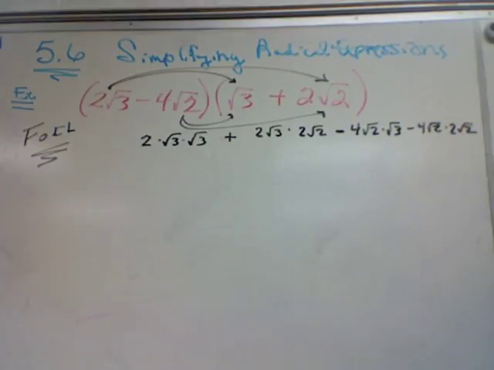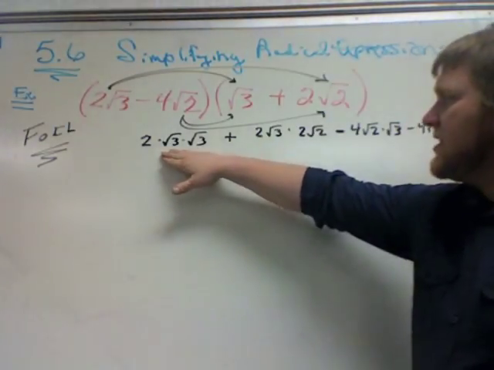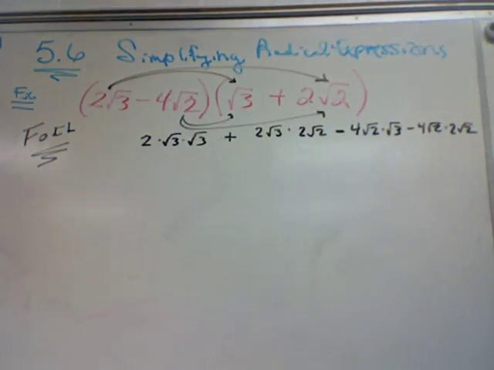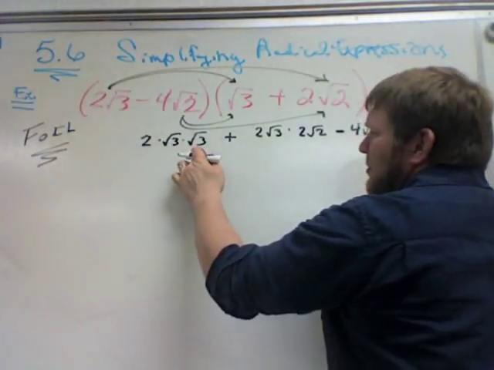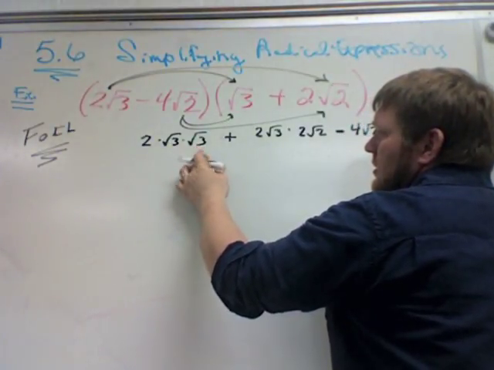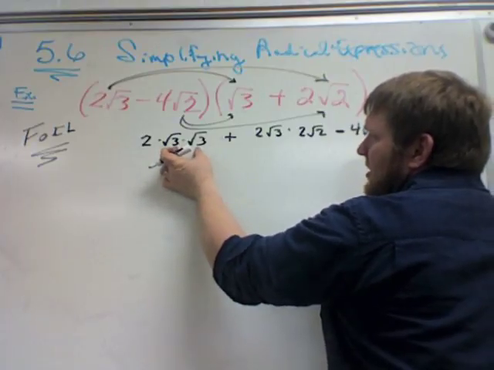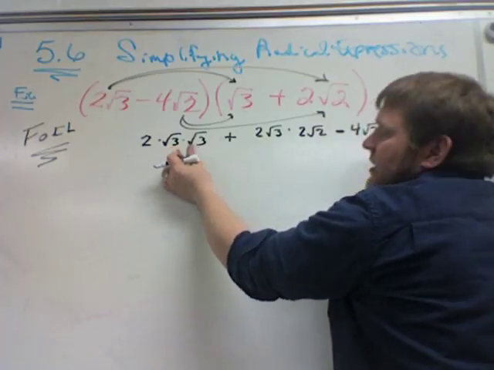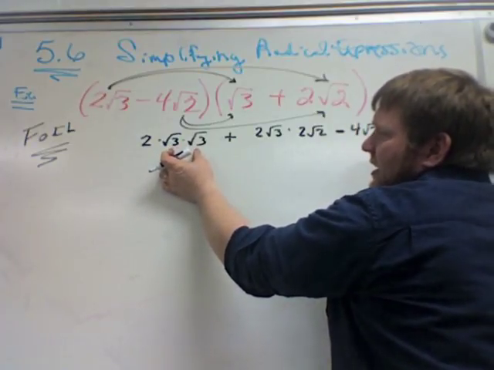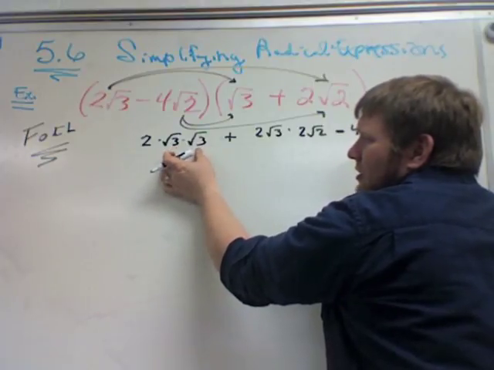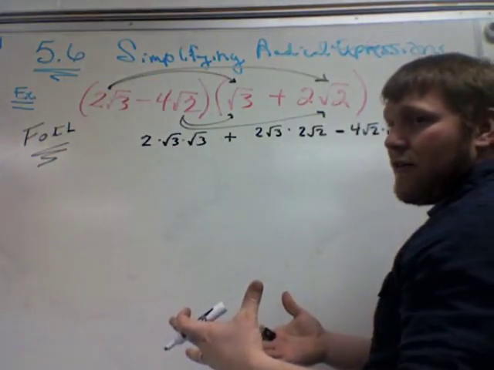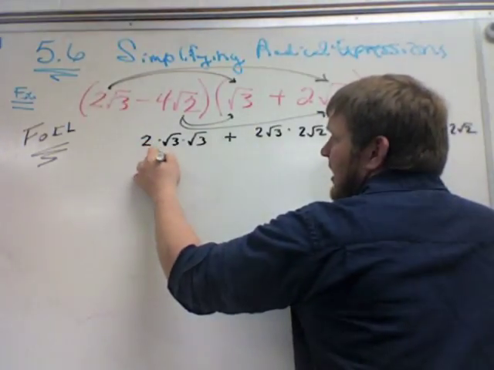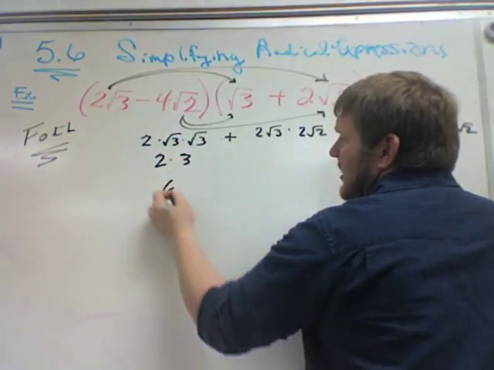Okay, so now I go through and I simplify each individual product in here. Anybody know what the square root of 3 times the square root of 3 would be? 2 square roots of 3? No, when I take the square root of 3 times the square root of 3, that's actually the square root of 9. Well, what is the square root of 9? 3. So, a theory here is whenever you take a square root times itself, the square root actually undoes itself, and you just get the number that's inside. So what I get here is 2 times 3, which is just 6.